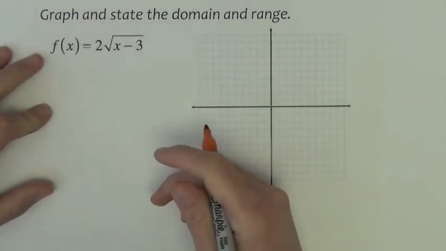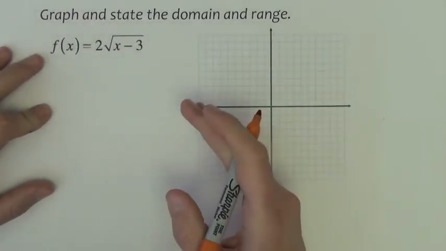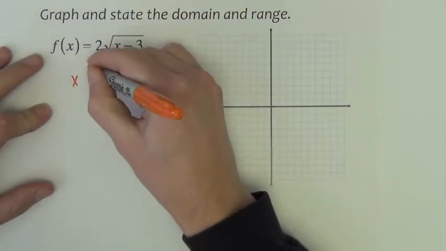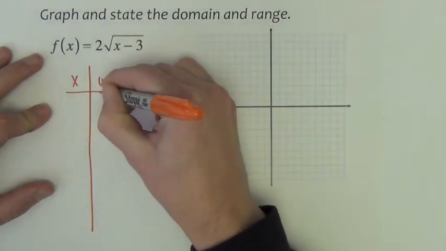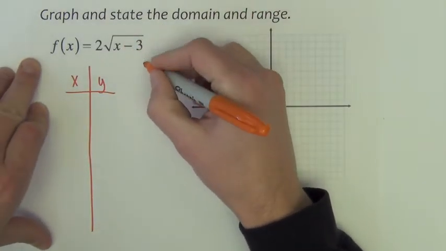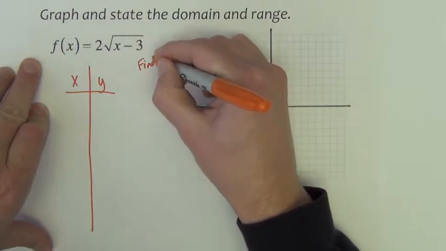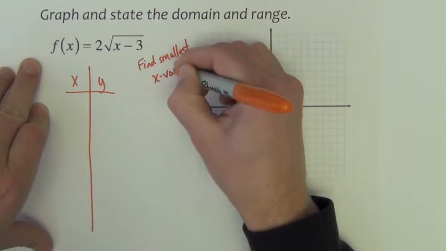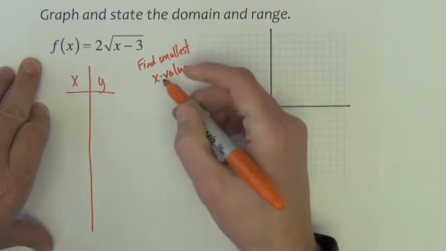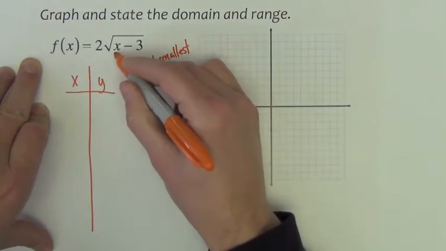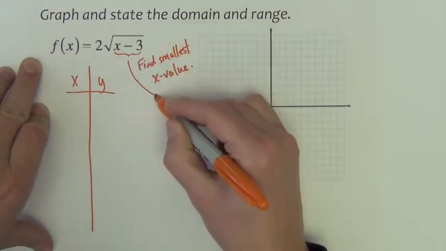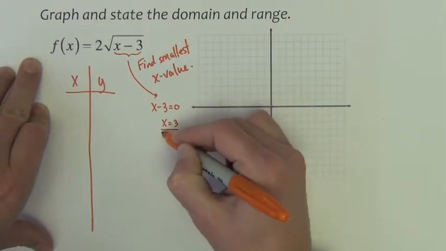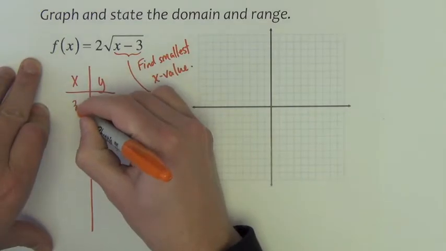All right, let's graph a square root function that is a little more complex than the parent function that we started with. I'm going to make a table of values to do this. With a square root function, the first thing I like to do is find the smallest x value. And typically I can do that by taking what's inside the square root, setting it equal to 0, and solving it for x. The smallest x value I can have is 3.